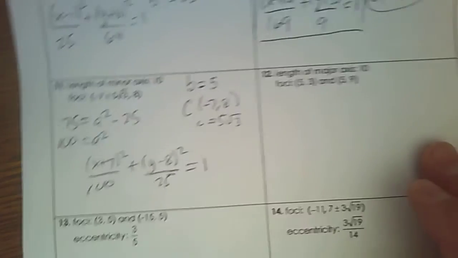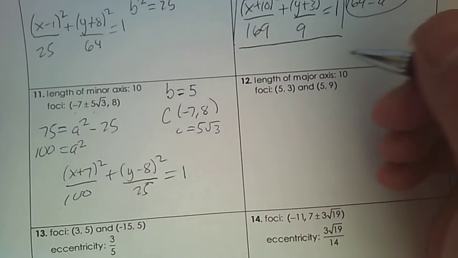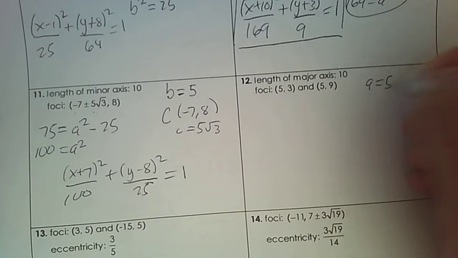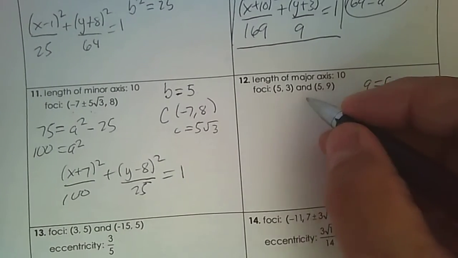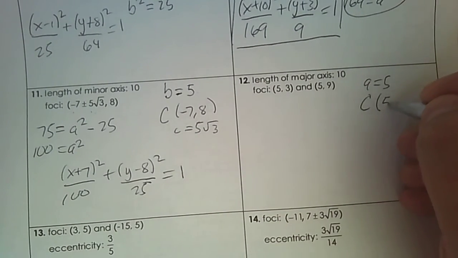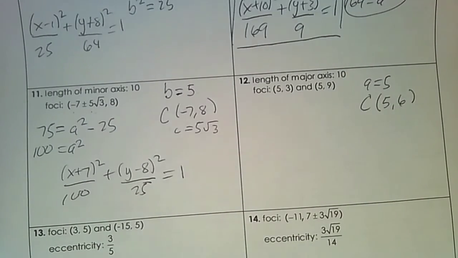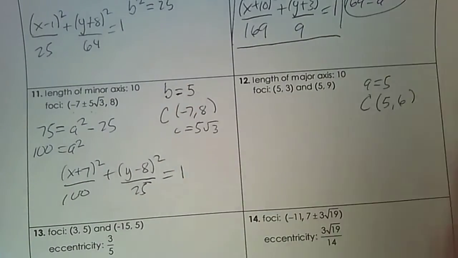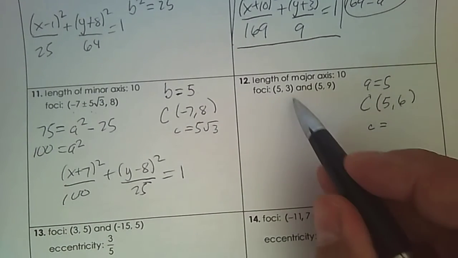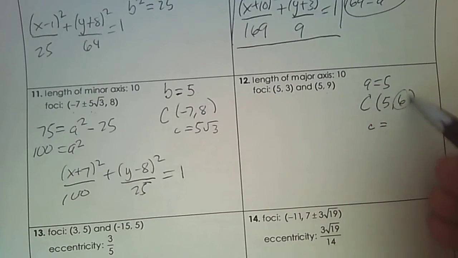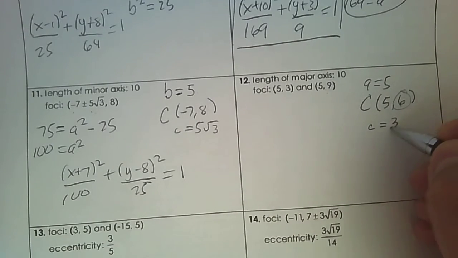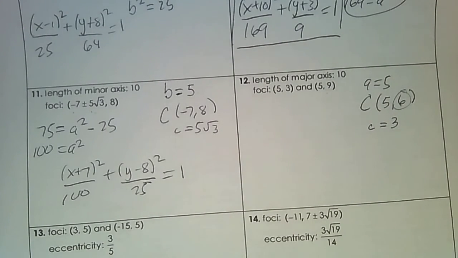Last one, number 12. What do we know? Length of the major axis is 10. Divided by 2, a is 5. Big C, the center. The average of the foci, that's 5, and that's 12 divided by 2. So it's at 5, 6. Little c. What do I know about little c? So notice the y coordinates change. So the y coordinate to the y coordinate, that distance is 3, and that's what little c equals.